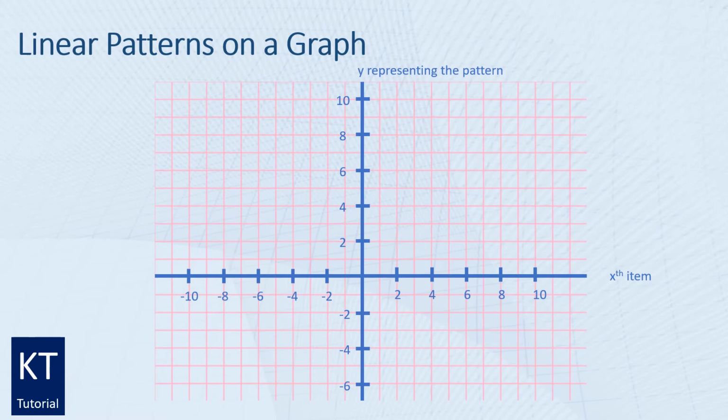Next, we're going to plot these patterns on a graph with its x-axis representing the x item and the y-axis representing the pattern itself. The blue dots on the graph are the plots for the pattern 1, 2, 3, 4, 5, where y is equal to x.